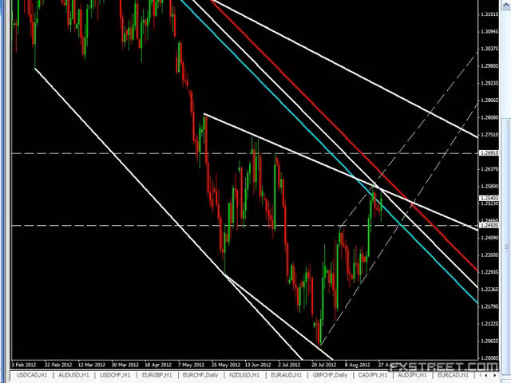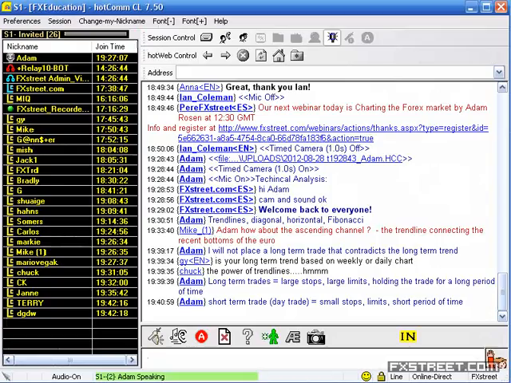A short-term trade, day trade, equals small stops, small limits, short period of time. Short-term trade, day trade, it could be 10 or 20 pips, 10 or 20 pips stop and limits.